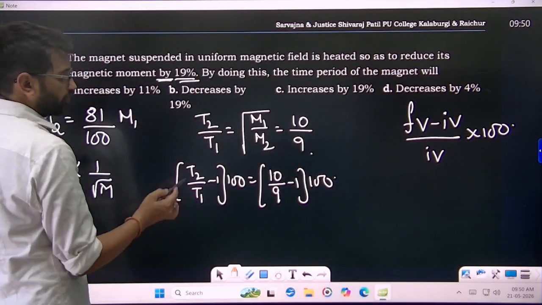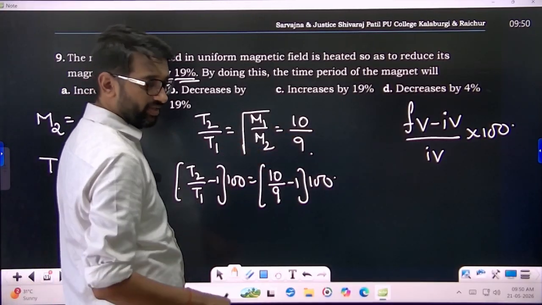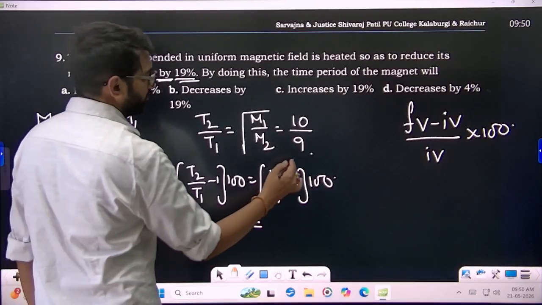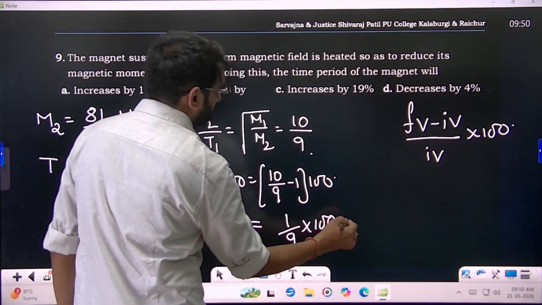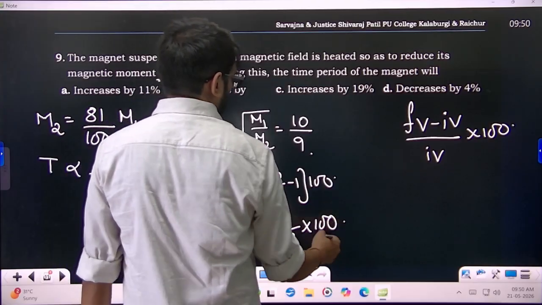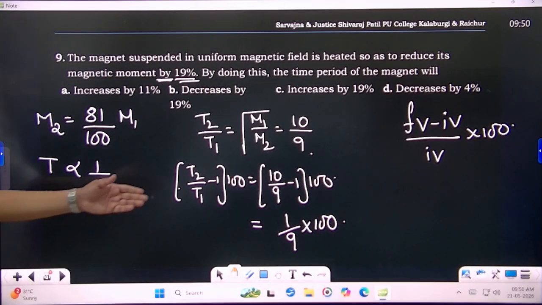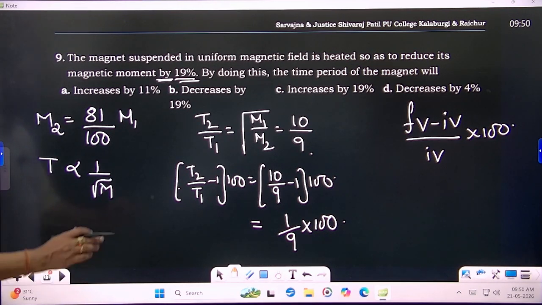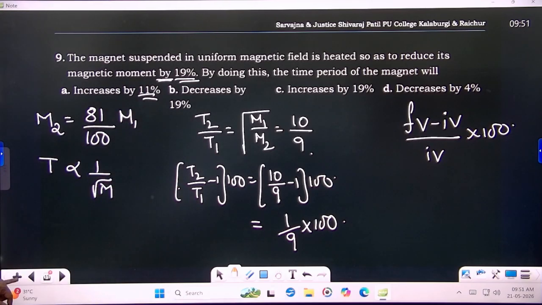So this happens to be T2 minus T1 by T1 into 100, which is nothing but the percentage change. And this will be 10 minus 9 is 1, 1 by 9 into 100. So this will be around how much percentage? You can just check. 11%, and you are getting positive, so it is an increase. So it increases by almost 11%. Just check once.